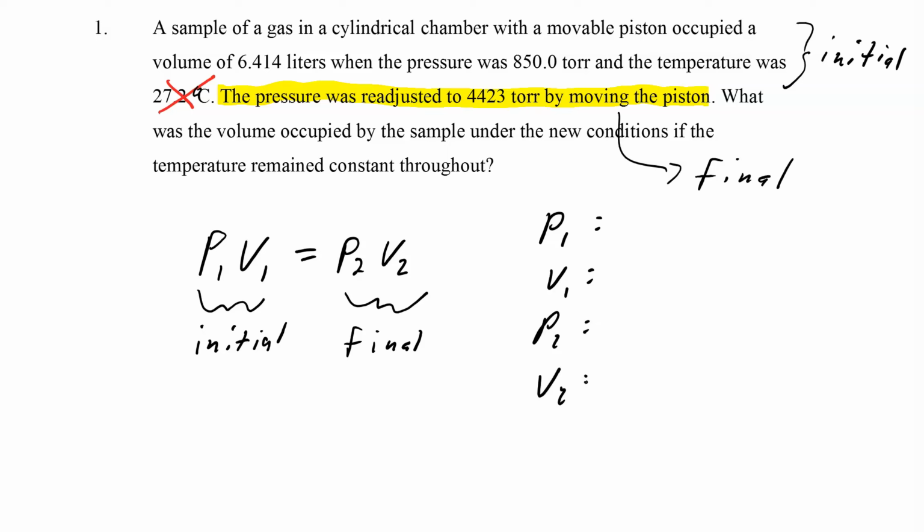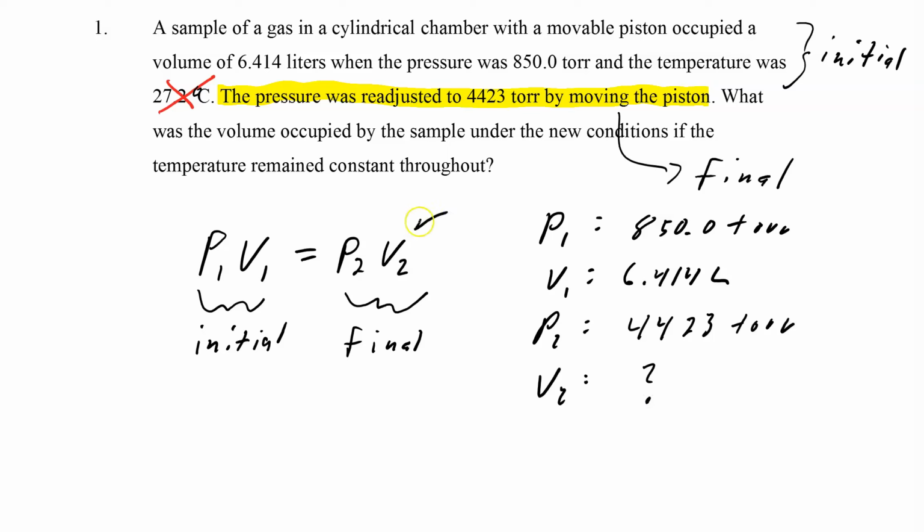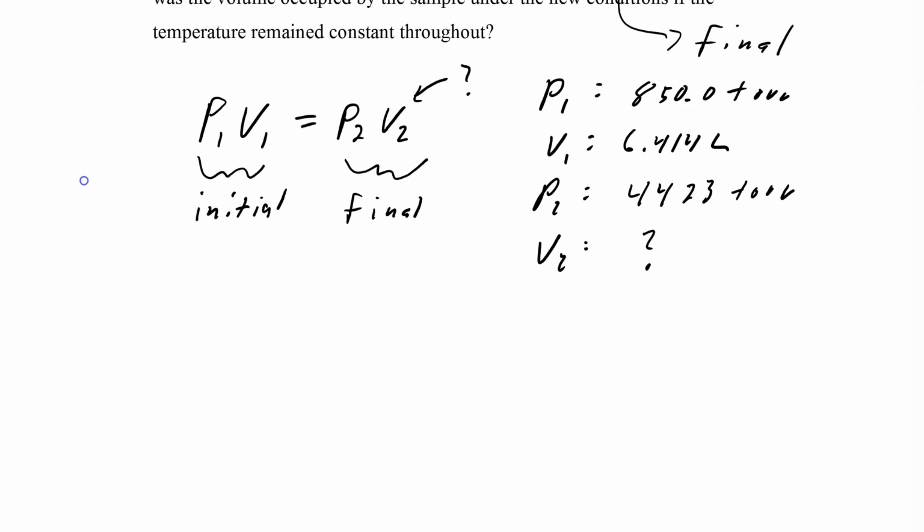So our initial conditions, the first sentence, V1 is 6.414 liters. P1 is 850.0 torr. Pressure for our final condition was 4,423 torr, and they're asking us for the final volume, so we'll put a question mark by V2. So V2 is our unknown. This is what we're solving for, so we got to do some algebra.